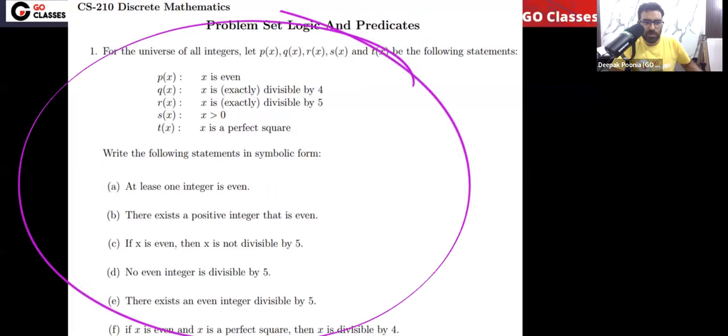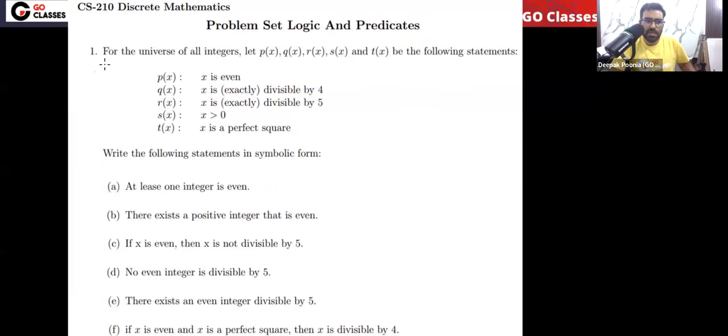Okay, let's solve this question from predicate logic or first order logic. For the universe of all integers, the domain, the universe is all integers. Let Px, Qx, Rx, Sx, Tx be the following statements. These predicates are given to us. Write the following statements in symbolic form. It means these English statements we have to convert into predicate logic expressions. Okay, so let's solve it.